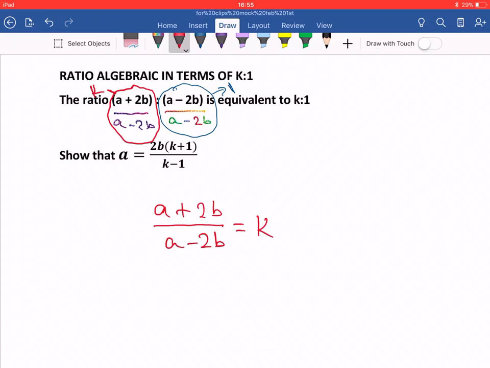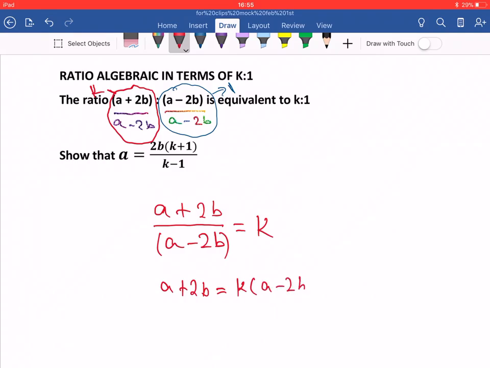So multiply the right-hand side by A minus 2B. Can I put this in brackets here? Because I think some people sometimes forget to multiply. It helps. So next line, A plus 2B, I would assume, on the left, and then equal to K brackets, times whatever's on the denominator.